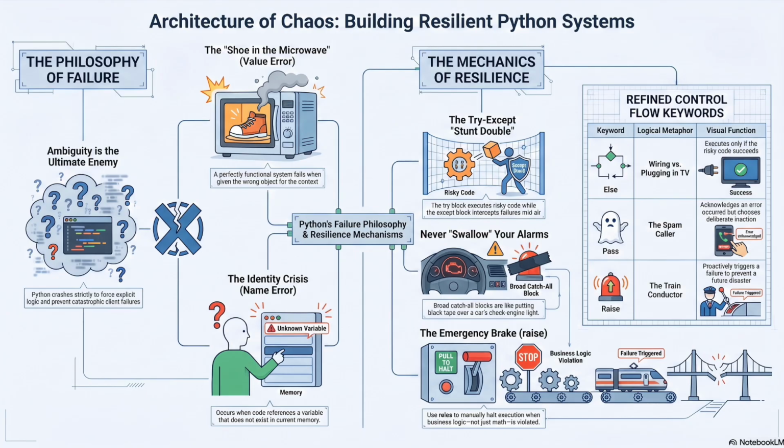The programmer uses the raise keyword to manually trigger a value error. You are effectively telling the system, I do not care that the math compiles. This input violates the rules of my application. Halt the execution flow immediately. You are pulling the emergency brake on a train.